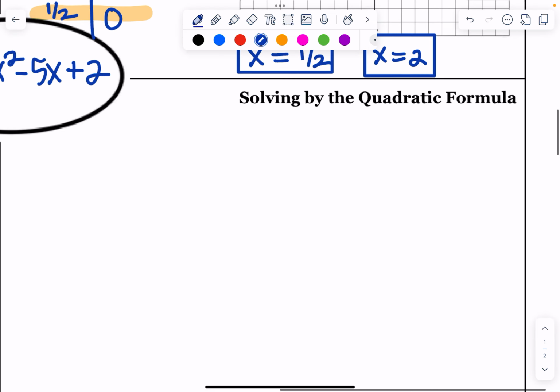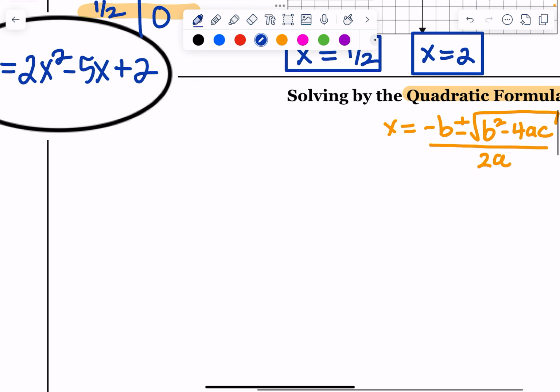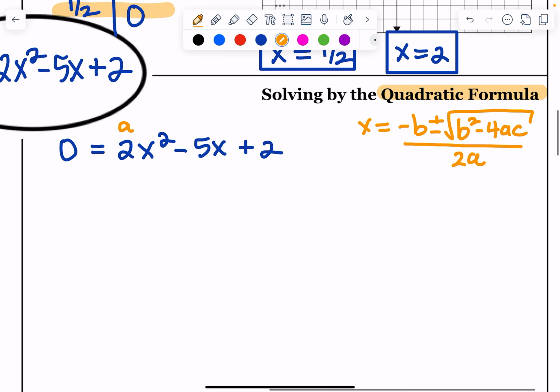All right, the last method that we'll use is the quadratic formula. So let me go ahead and write that down before we start. It is x equals negative b plus or minus the square root of b squared minus 4ac all over 2a. We're going to bring down our equation, 0 equals 2x squared minus 5x plus 2. And we're going to label our a, b, and c. A is always the coefficient with x squared, b is the coefficient with x, and c is the constant.